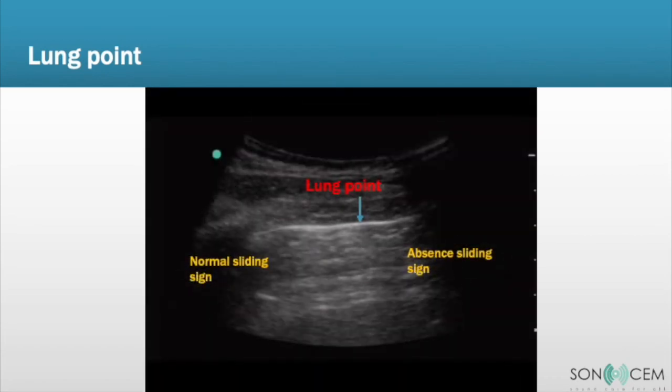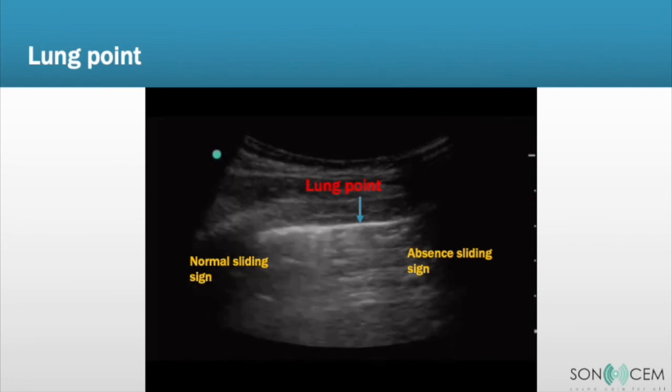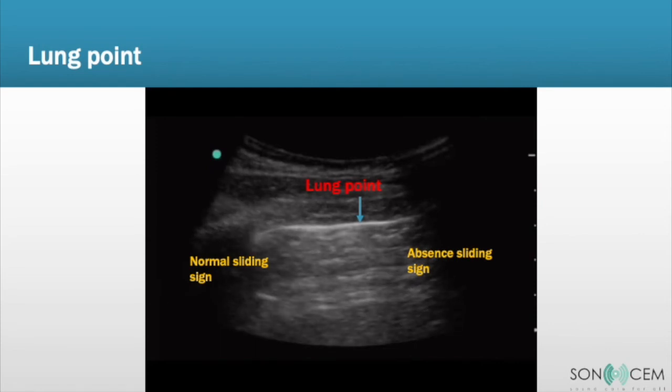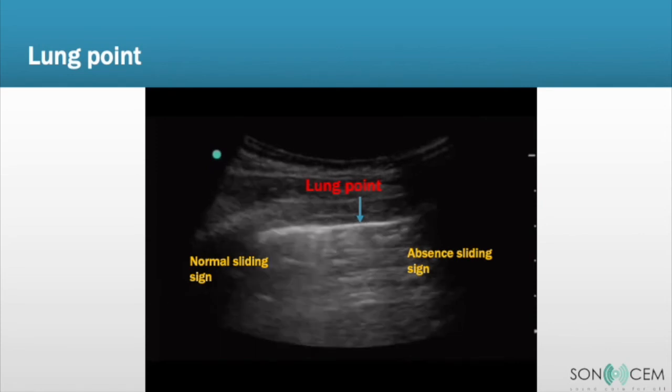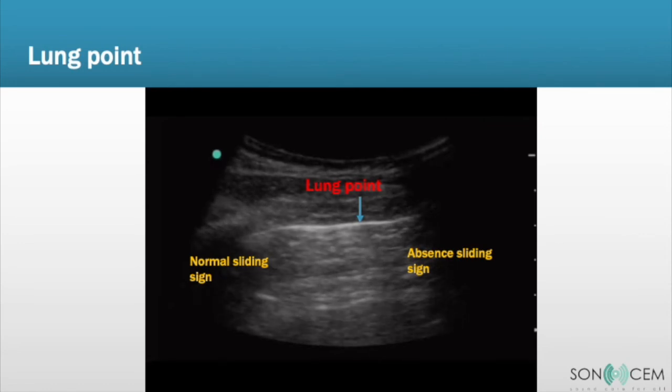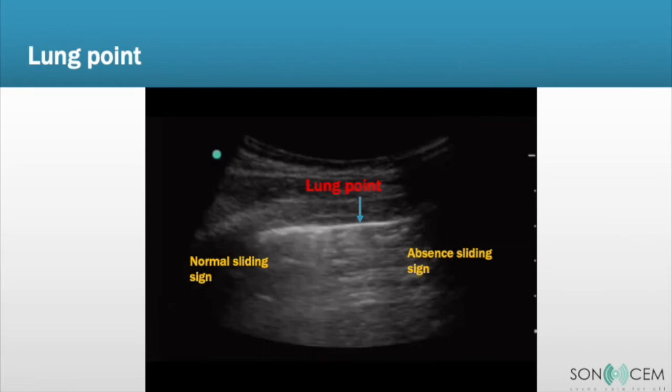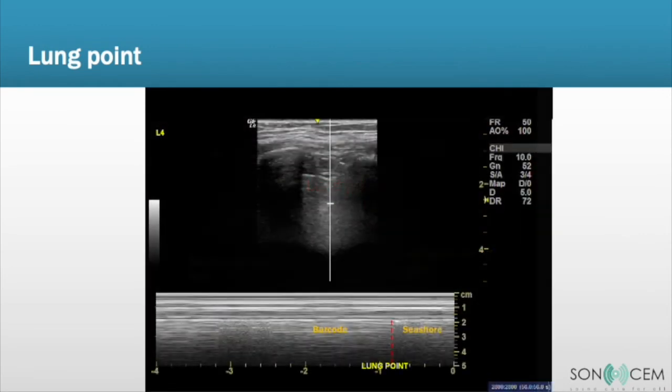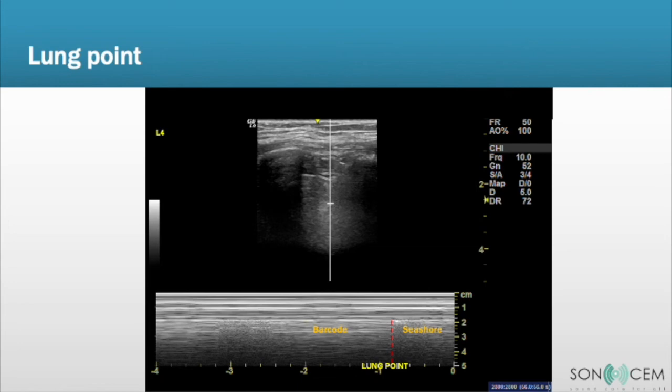This view is much clearer. Take a look at this. Okay, one more time. Can you appreciate the lung point now? And for lung point, if we put in M mode, we can see the transition between the barcode sign and also the seashore sign, and in between we call it lung point.